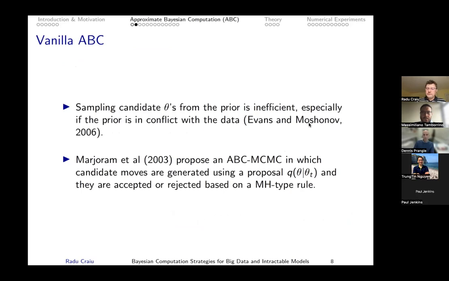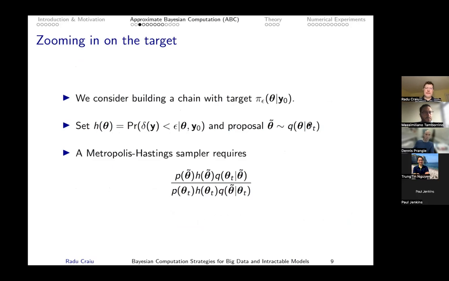And again, not needed here, but we don't want to sample from the prior, especially if you have a prior-data conflict. And so we are going to consider a chain with this marginal target in theta, and I'm going to call h of theta this probability. So if I simply use a Metropolis-Hastings with the target pi epsilon, I will need to be able to compute these things. So of all these things, h of theta is clearly the troublesome one.